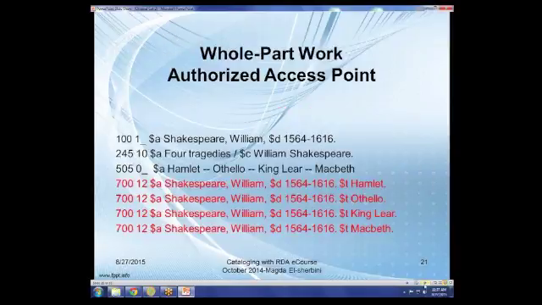So here's another example of how you could use field 700 to record a relationship between a work and another work, or between a work and an expression. In this case, it's a whole-part relationship. So William Shakespeare is the author of many plays, including 4 tragedies. So we have here a collection of his plays, not all of them, but some. And the ones that are in there, in fact, are Hamlet, Othello, King Lear, and Macbeth.